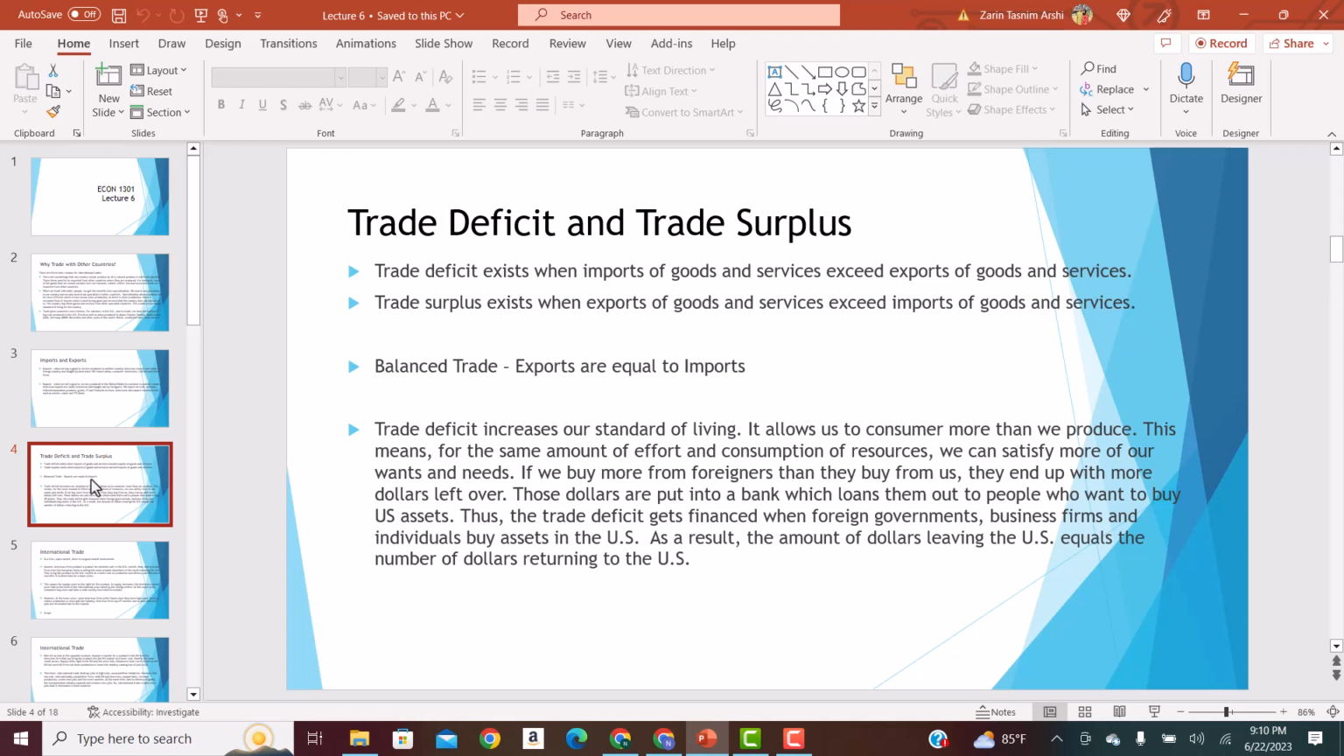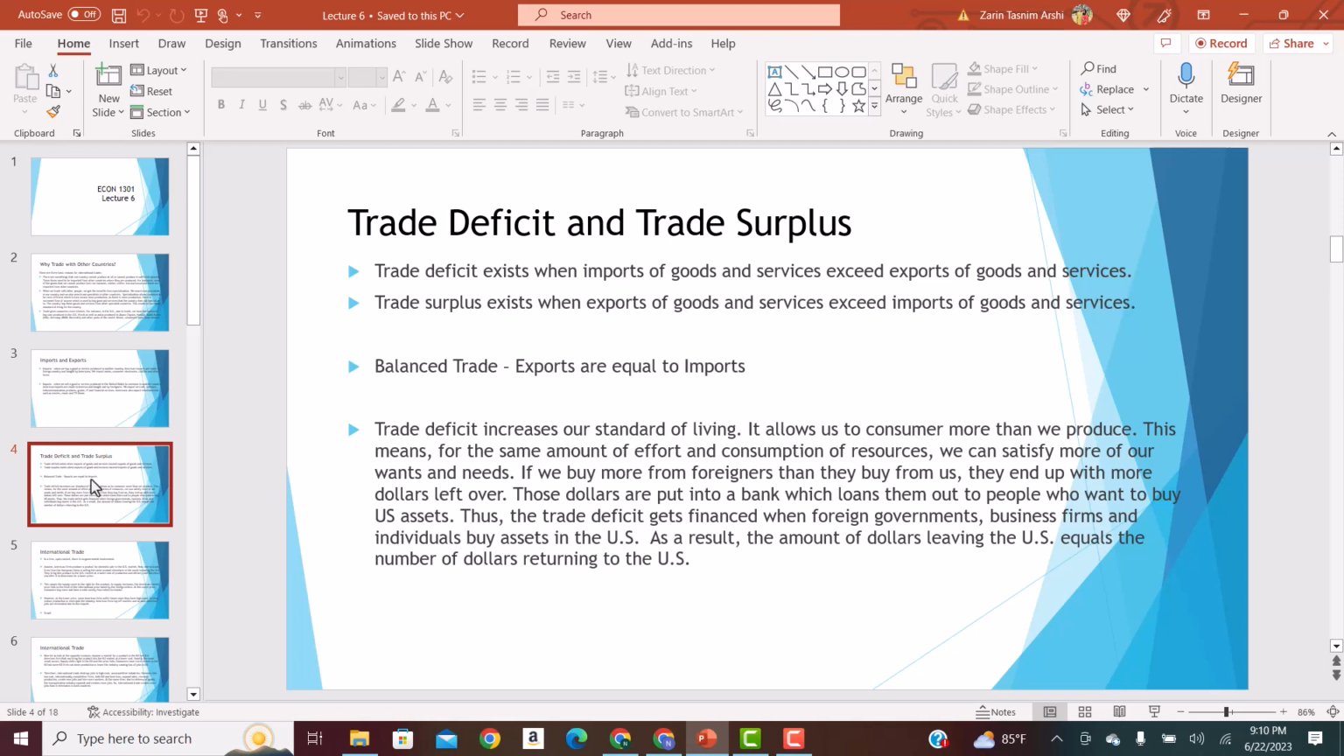This also means for the same amount of effort and consumption of resources, we can satisfy more of our own wants and needs and demand. If we buy more from foreigners than they buy from us, they end up with more dollars left over. Those dollars are put into the bank. It's the businesses that are getting dollars, because we are buying more goods from the foreigners. So foreigners put these dollars into the bank, and these banks loan these dollars out to businesses who then want to buy U.S. assets. So these dollars are coming back to the U.S. as investments, which is a good thing.